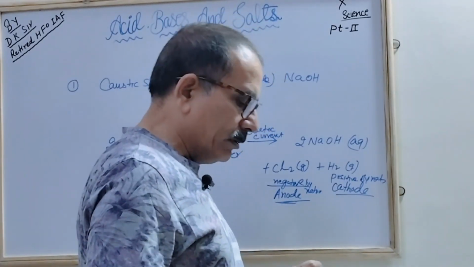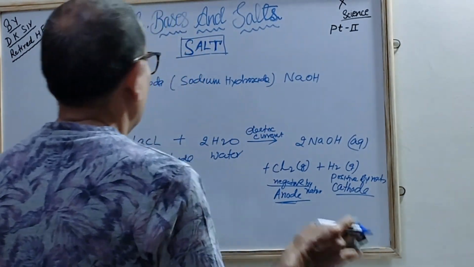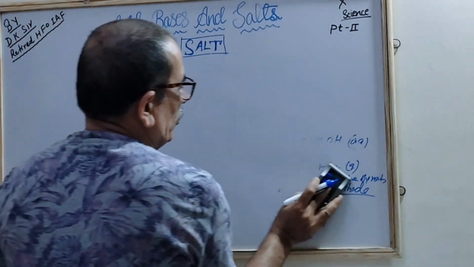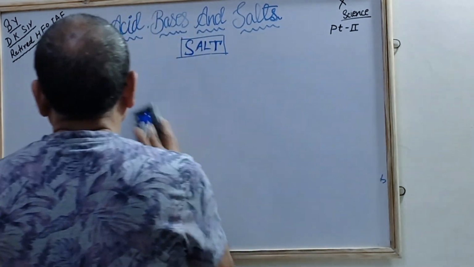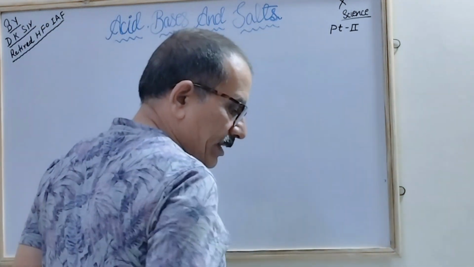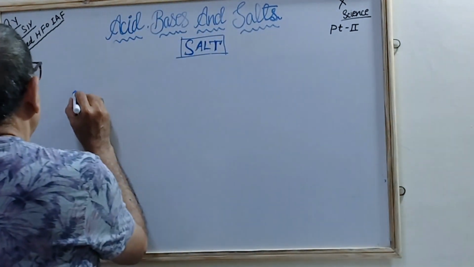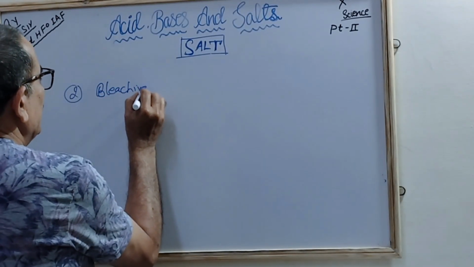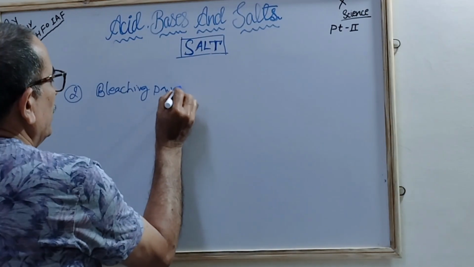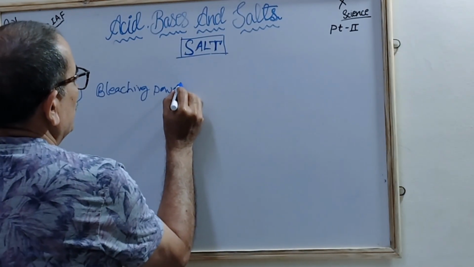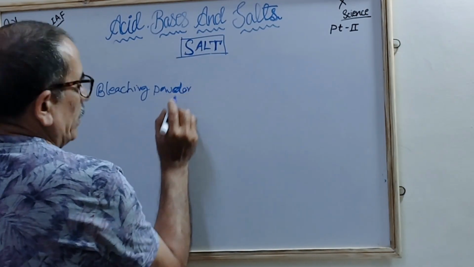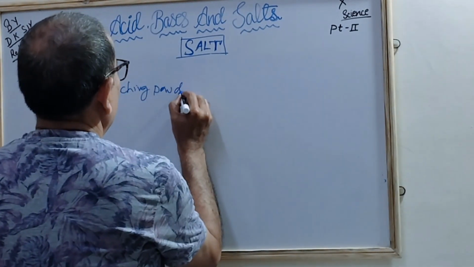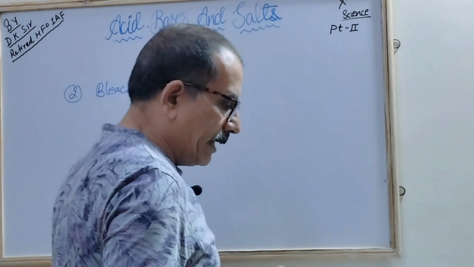Okay, the next one, I think you understood. We saw that the caustic soda you could prepare, the chlorine gas you could prepare, and the hydrogen gas you got. The next we will see is bleaching powder. What is that? The bleaching powder.